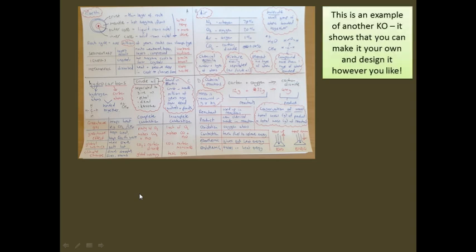It's again from the previous topic, but it's an example of another knowledge organizer. It shows that you can make it your own and you can design it however you like. Okay, so if you pause and make your own now.